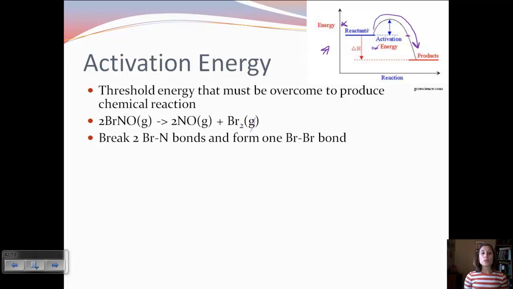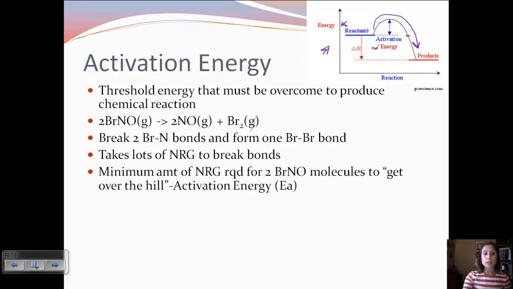Okay, in order to take BrNO and produce bromine and nitrogen monoxide, we have to break the bonds between the bromine and the nitrogen. Breaking bonds involves a lot of energy, so we need energy in order to break those bonds and then produce products. The minimum amount of energy required for those two BrNO molecules to get over the hill, so to speak, is called activation energy, and we use E sub A as our symbol. When we talk about getting over the hill, we're talking about this part right here. This is considered our activation energy.